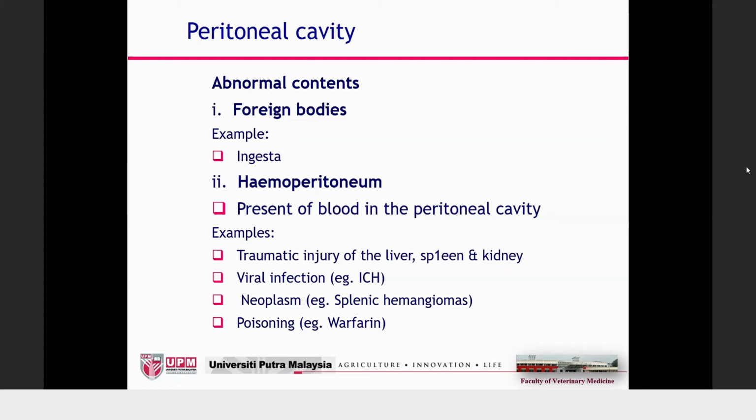Neoplasia is quite common, for example splenic hemangiomas. This is quite common in equine, particularly those with white or gray feathers, or gray skin. So you expect to see neoplasia with splenic hemangiomas. We have seen a case of that actually, where there was a neoplasia in the skin.